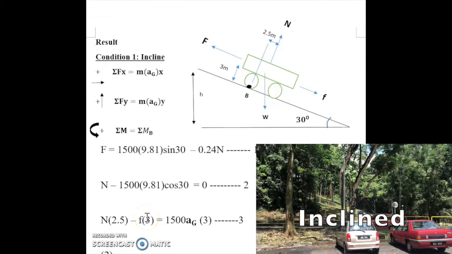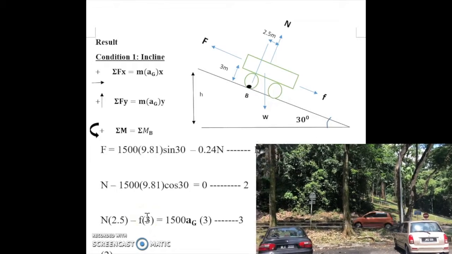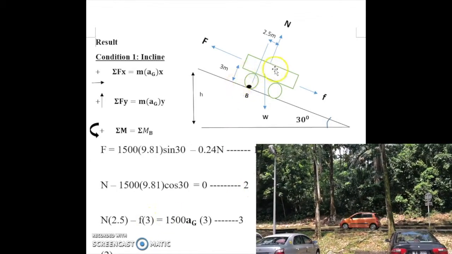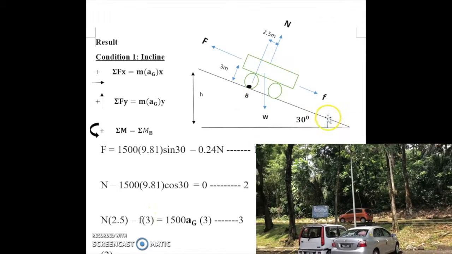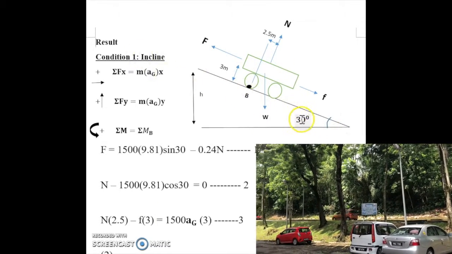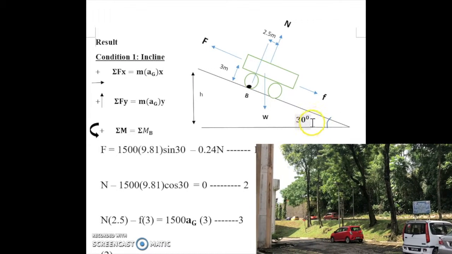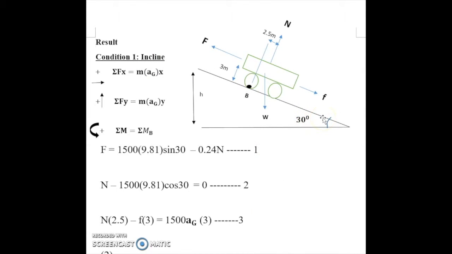Hello guys, now I will explain condition 1, which is a car on a slope. The slope is 30 degrees from the ground level. When we meet this type of question, we will draw out the free body diagram of the car, so that we can account for all the forces acting on the car.